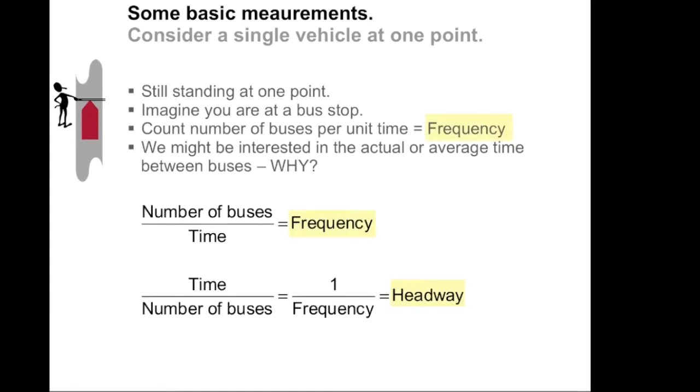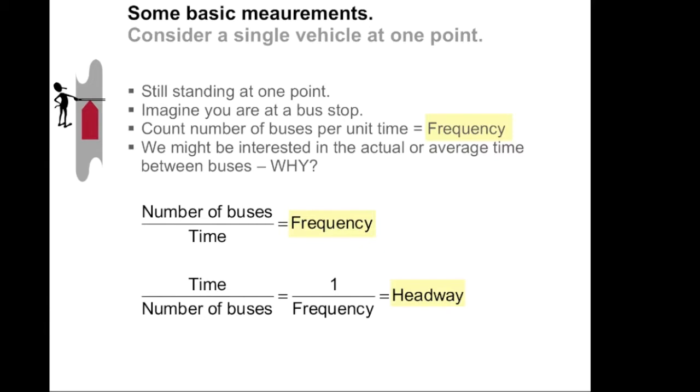So that's flow. So we're still standing at one point, and think about maybe that point is actually a bus stop. So we would want to count the number of buses per unit time. In public transportation, we refer to that as frequency. So 4 buses per hour or 36 buses per hour would be what we would call the frequency.